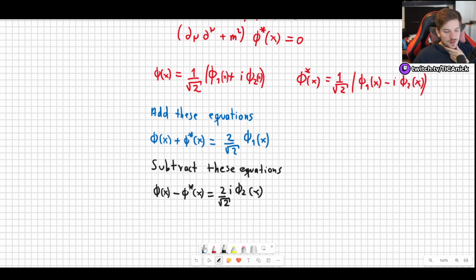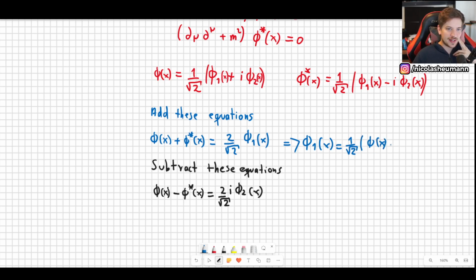Now from each one of these, we can quickly isolate the relevant field. Phi 1 of x is going to be, and here we can do a little modification, square root of 2 over 2. You can just multiply and divide by square root of 2 so that we end up with 2 up here, and that cancels out with the 2 downstairs. So we end up with 1 over square root of 2. You don't really have to do it, but it looks a bit nicer, so I think it's fine.